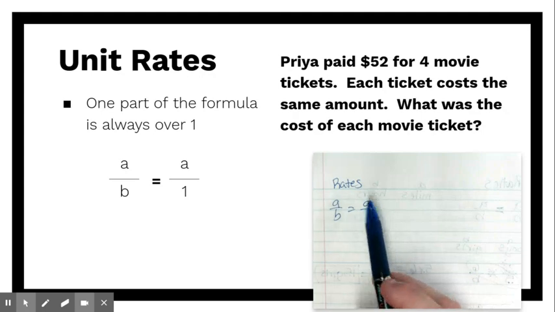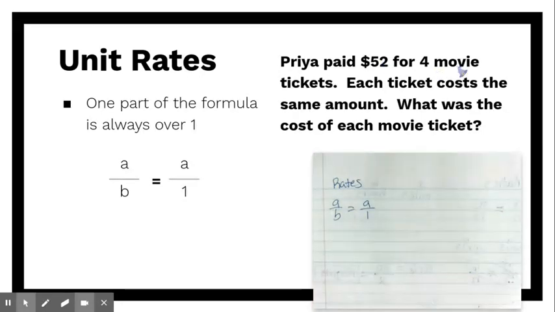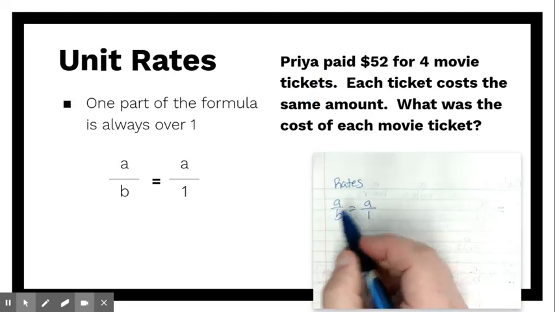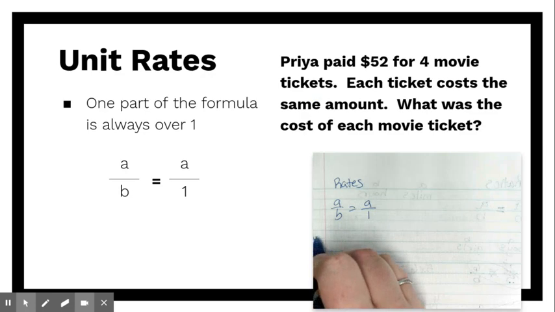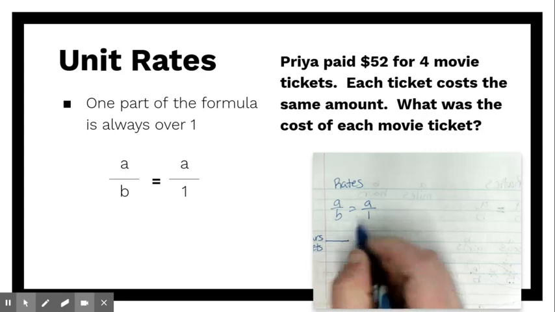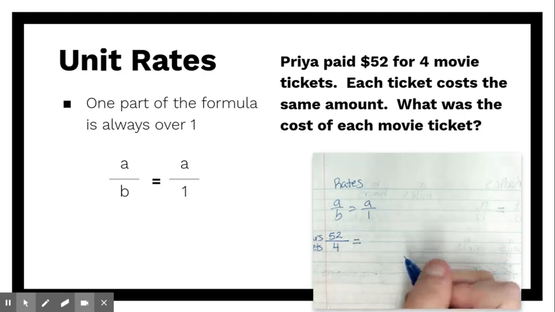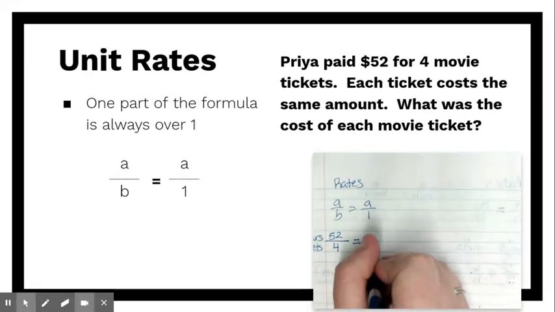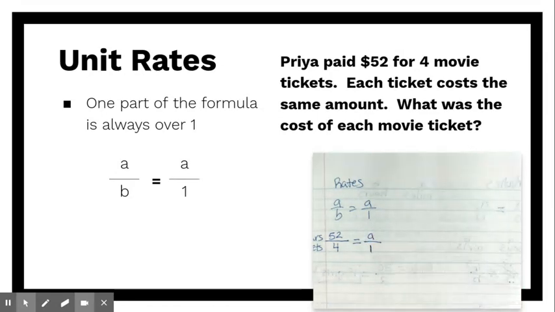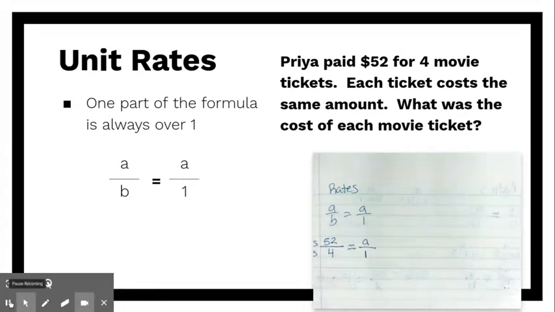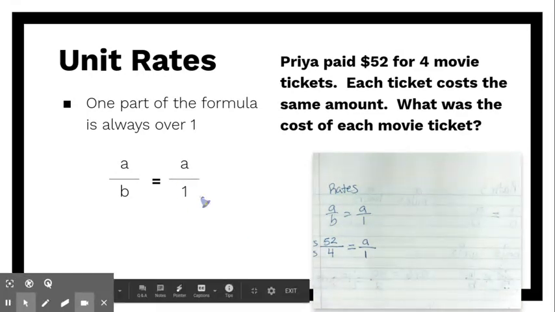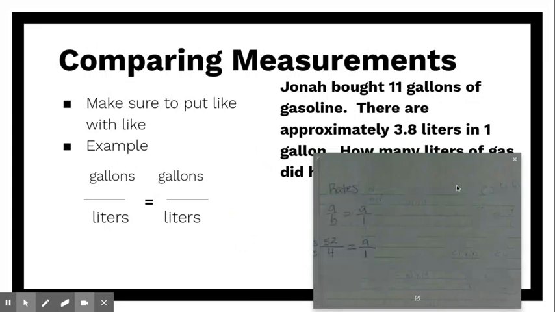So in this case, we pay $52 for 4 movie tickets. That means my labels are dollars, the amount, and tickets, how many tickets they have. And we are trying to find out how many dollars it is for 1 movie ticket. Okay, so that's what a unit rate is going to do. So that second one is always going to be over 1 when they're looking for just the cost of one singular thing, or comparing it to one singular thing.